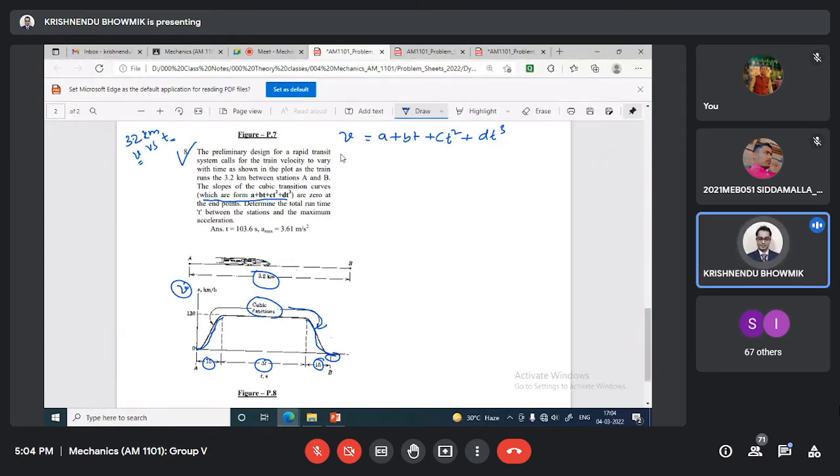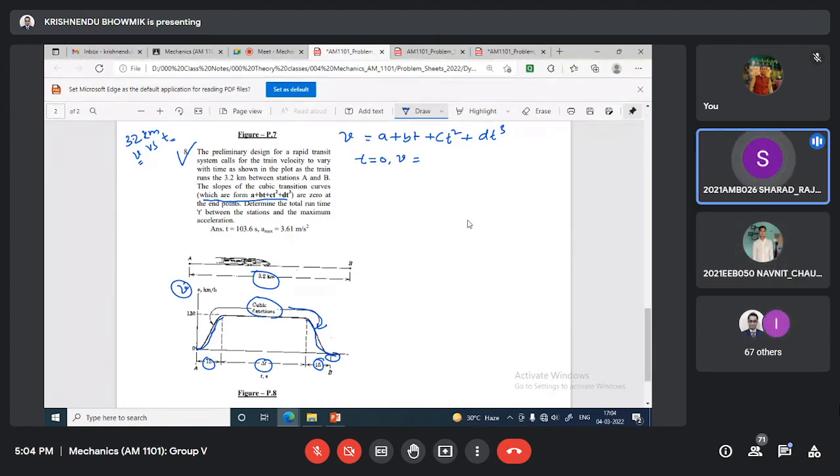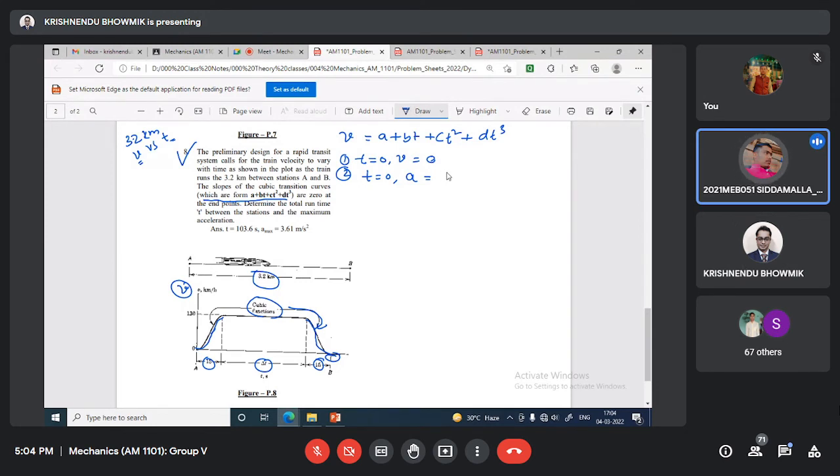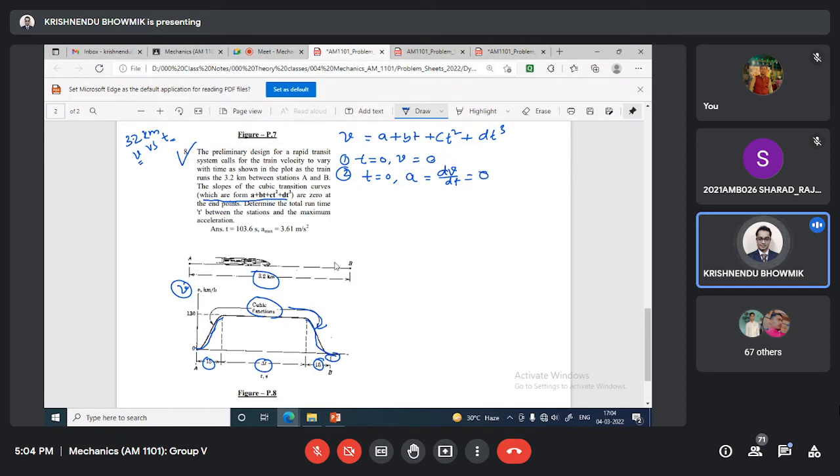Now look into this one, some important observations. When t equals 0, what is the velocity? 0. This is observation 1, a boundary condition. Observation 2: when t equals 0, what is the acceleration? 0. Why? Slopes at the ends. Exactly. That is dv/dt, and that is 0. Yes. Very good.